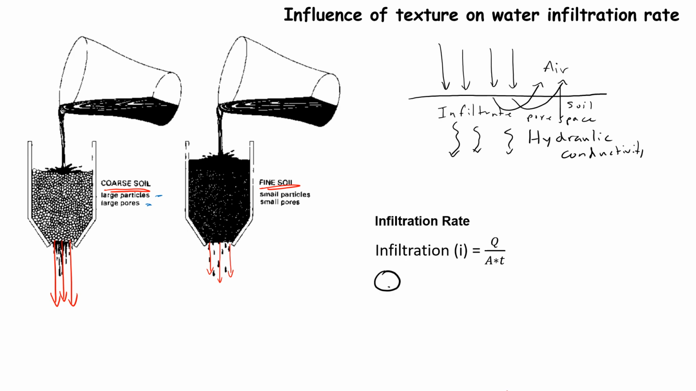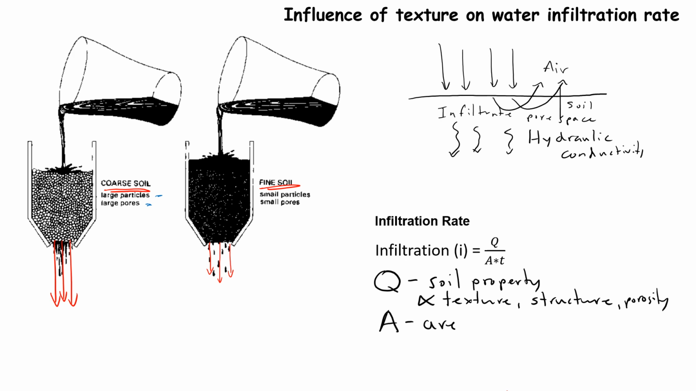And Q is a soil property that varies with texture, structure, and porosity. And A is the area of soil that water is being applied to, and T is time.